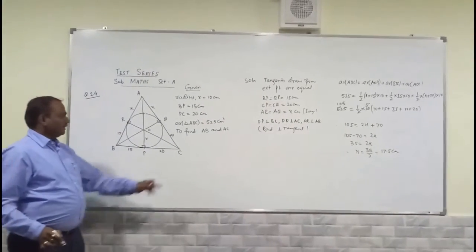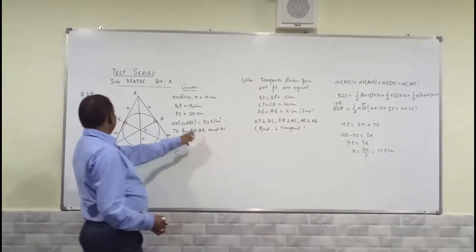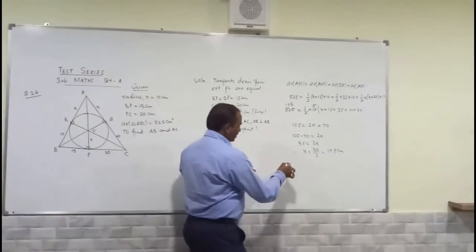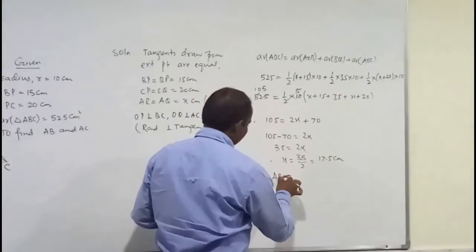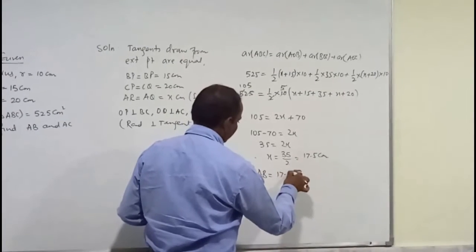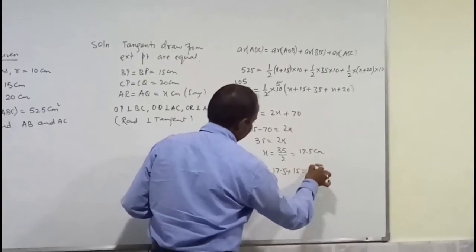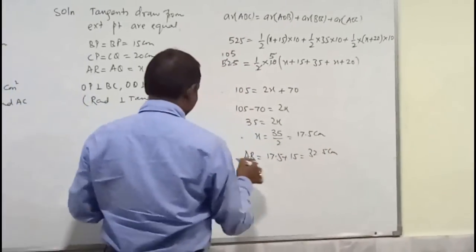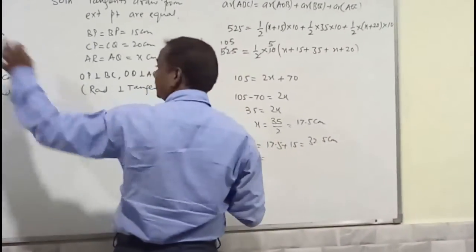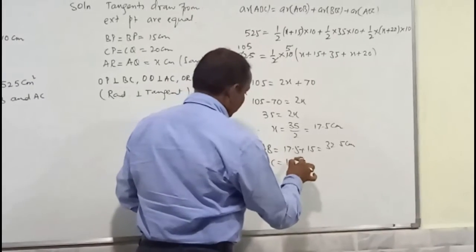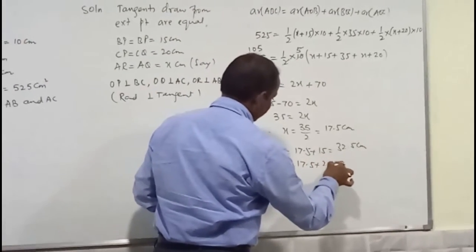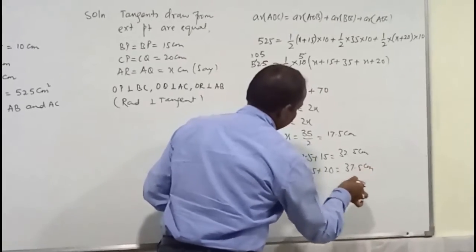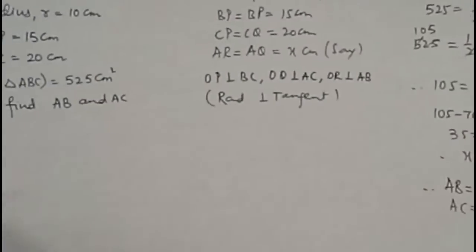I was asked to find AB and AC. For AB we know it is X plus 15. So I can say therefore AB is equal to X, 17.5, plus 15, that comes as 32.5 centimeter. I need to find AC also. AC is X plus 20, you can see. So 17.5 plus 20, that comes as 37.5 centimeter. This is the final answer for this question.